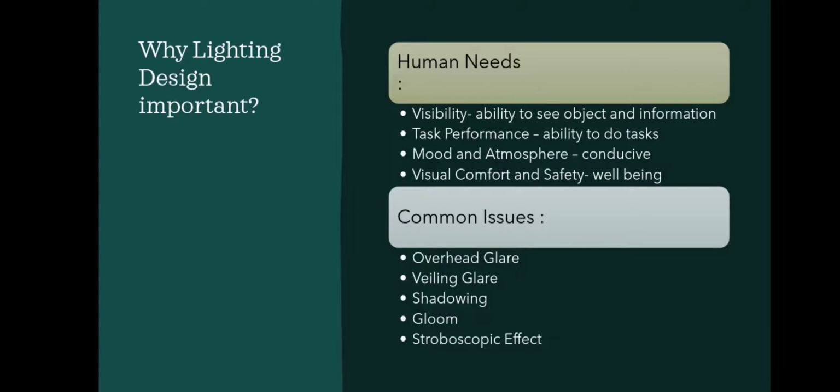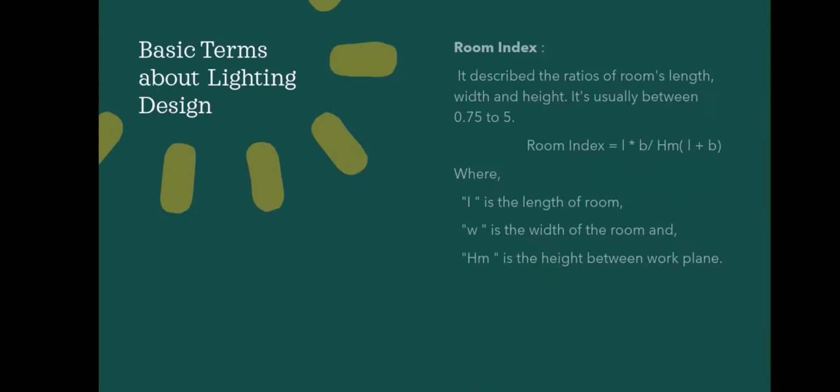In this slide, we can see why lighting design is important. For human needs, visibility, the ability to see objects and information, task performance, the ability to do tasks, mood and atmosphere as well as visual comfort and safety will be good. Common issues are overhead glare, veiling glare, shadowing, gloom, stroboscopic effect, etc.